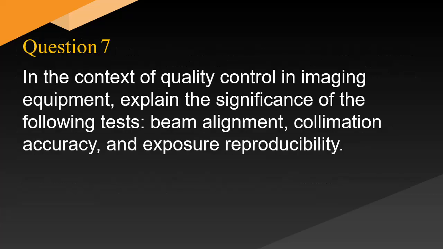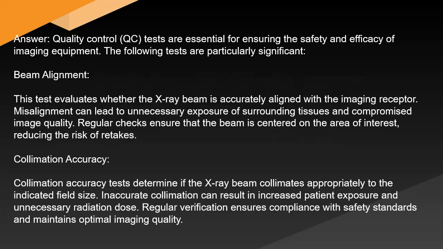In the context of quality control in imaging equipment, explain the significance of the following tests: beam alignment, collimation accuracy, and exposure reproducibility. Answer: quality control (QC) tests are essential for ensuring the safety and efficacy of imaging equipment. The following tests are particularly significant. Beam alignment. This test evaluates whether the X-ray beam is accurately aligned with the imaging receptor. Misalignment can lead to unnecessary exposure of surrounding tissues and compromised image quality.